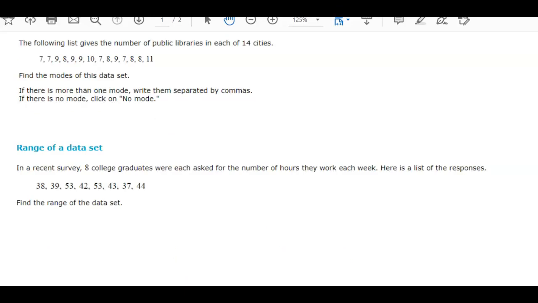Next one up is the range of a data set. So the range is particularly easy to do, you guys. The range is just the difference between the highest number and the lowest number. So I'm going to come up here and I'm going to say, okay, the highest number is 53. So we're going to go ahead and do 53, and then we're going to subtract the lowest number. And the lowest number up there is 37. So we're just going to do 53 minus 37, and that's going to give me a 16. So the range is 16. All right?